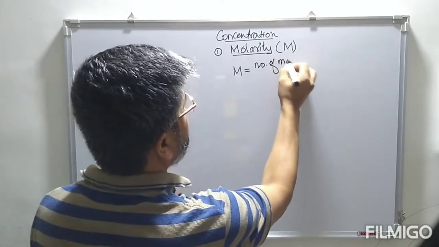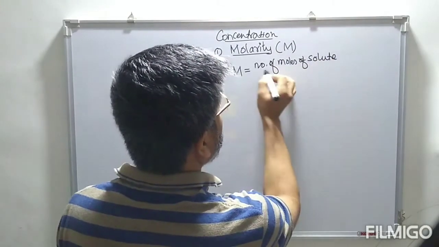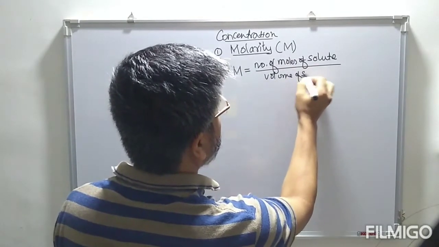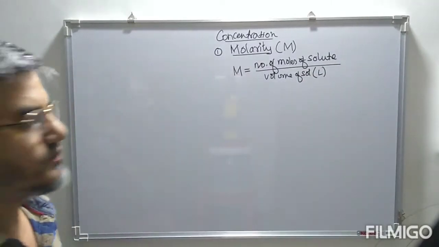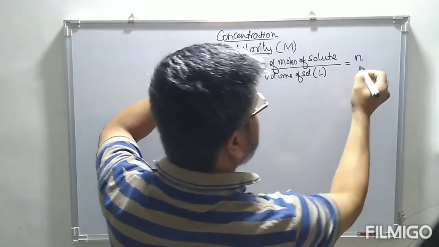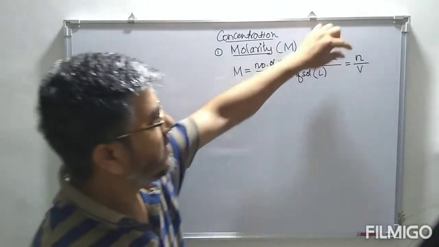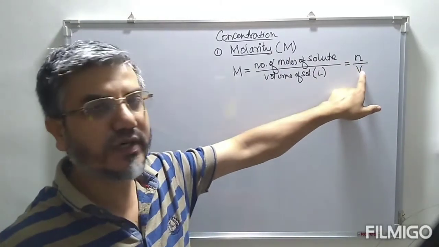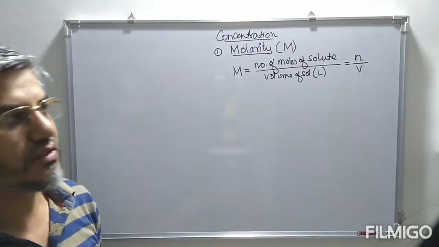So therefore, we define this molarity capital M as number of moles of solute divided by total volume of solution, and this is defined in terms of liter. So number of moles of solute n, total volume of solution V in liter. So this n by V, number of moles of solute divided by total volume of solution, this is what we call as molarity of the solution.